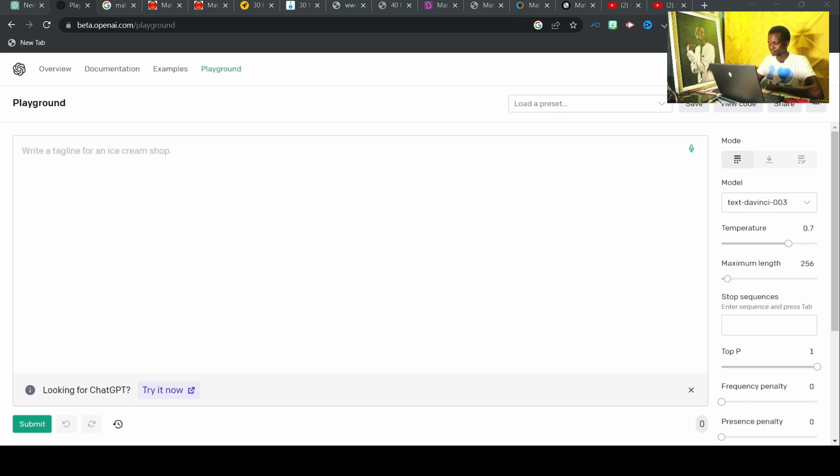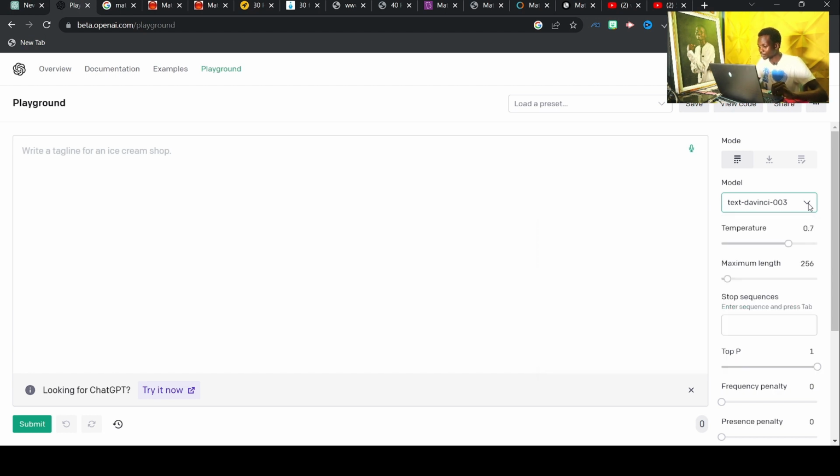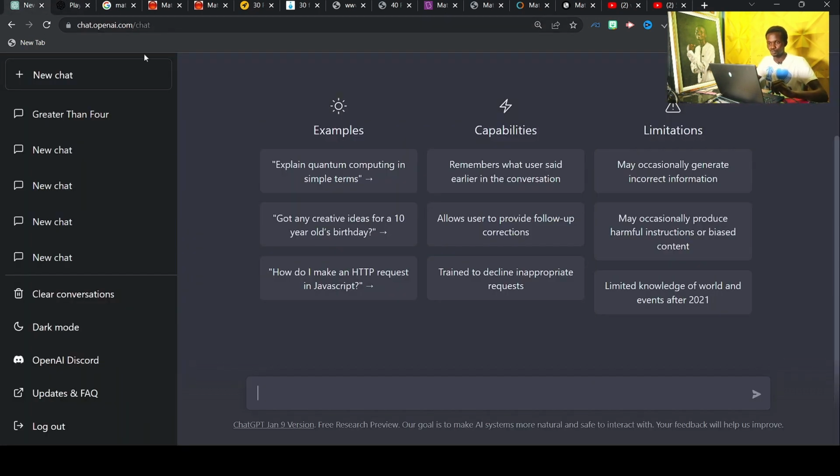So let's move to the screen immediately. We actually have two types of OpenAI. There's one called beta.openai.com. This is actually the GPT-3, and this is GPT-2, which I'm going to be using for now.